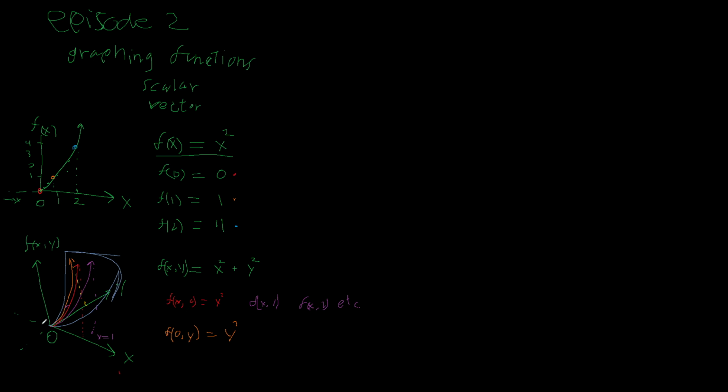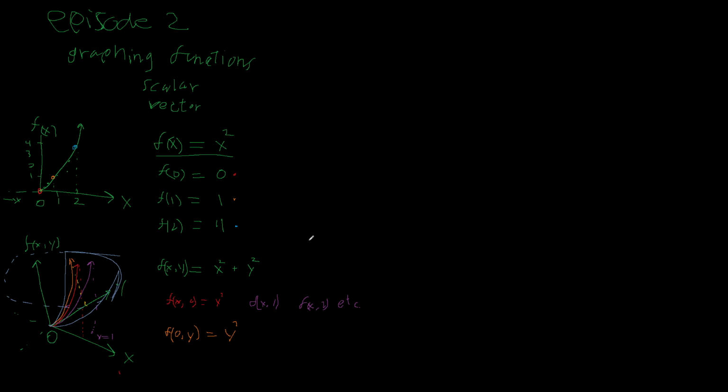And that's only considering this. If we actually consider the whole thing, this is going to form what's called a paraboloid around f of x, y, right? So this forms a flat surface. So I hope that makes sense.